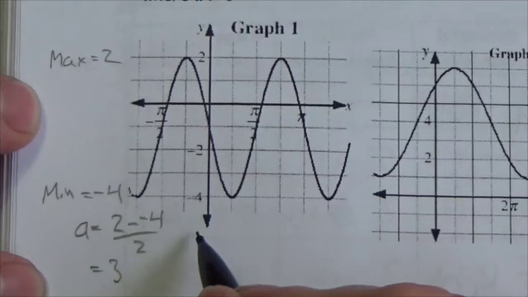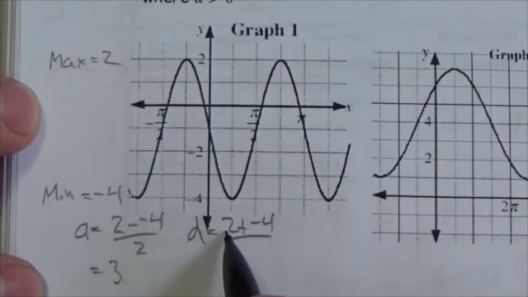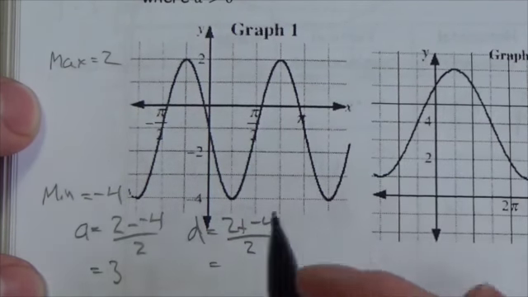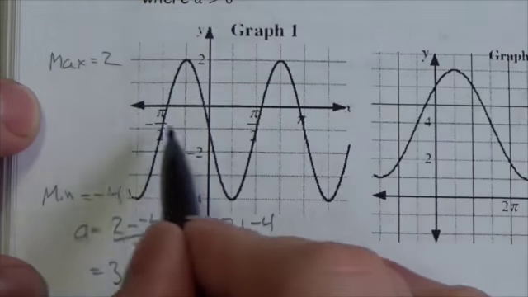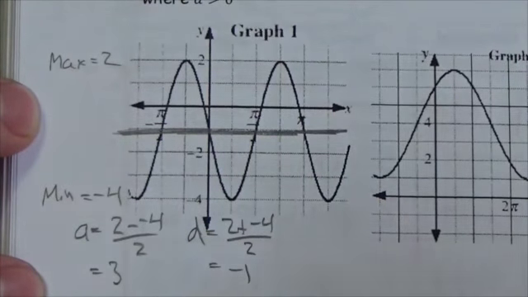Okay, my d value, my median is going to be 2 plus -4, a max plus min over 2. So 2 plus -4 is going to be -2 divided by 2 is -1. So the middle of this graph is at the line -1.